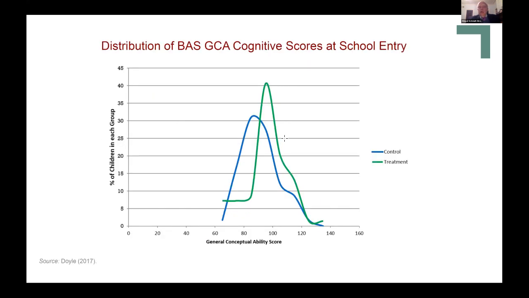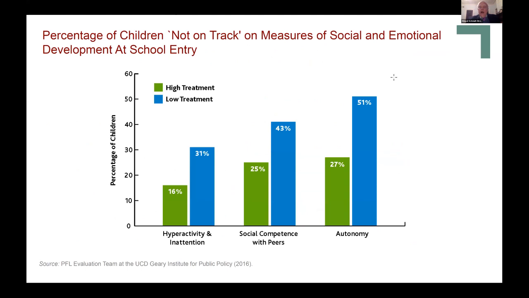And yet look at the scores. If we look at cognitive scores at the age of school entry, the treatment group, the green curve, is to the right of the control curve. If you look at, for example, problems that children frequently have, the high treatment kids are much less in terms of activity, much less in terms of difficulty with peers, and much less difficulty in the sense of being self-generating and autonomous.